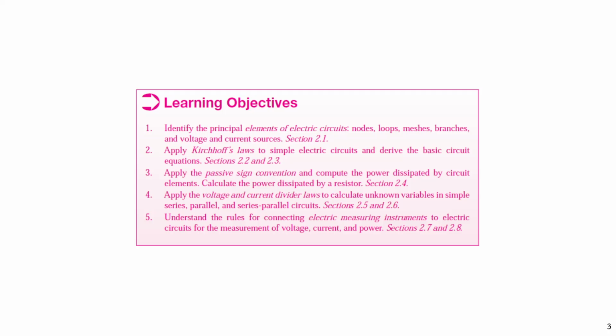What is a node? What is a loop? And what is a branch of the circuit? And what about the source in our circuit? We have two types of source, which are the voltage source and current source. Then we will talk about the Kirchhoff laws. We have two Kirchhoff laws, which are Kirchhoff's current law and Kirchhoff's voltage law. We will apply the Kirchhoff laws to solve the circuit.